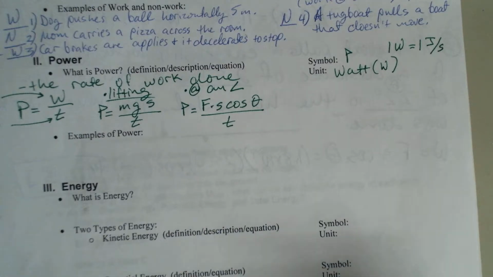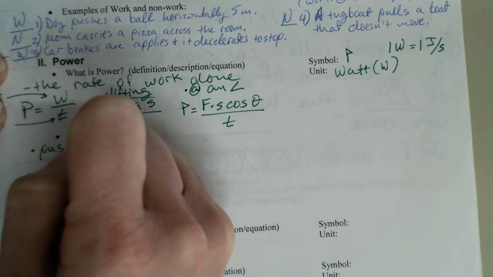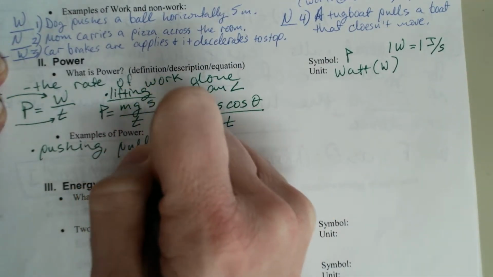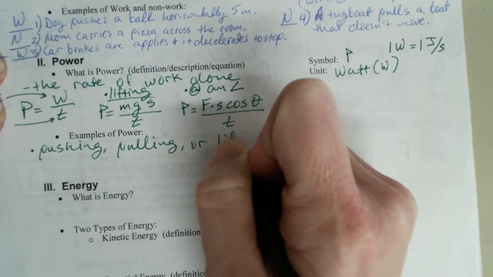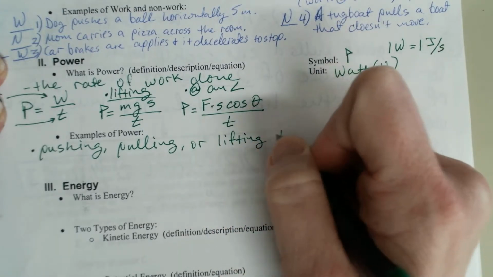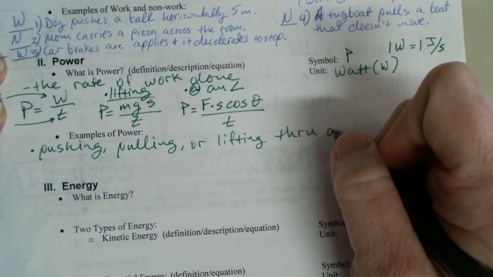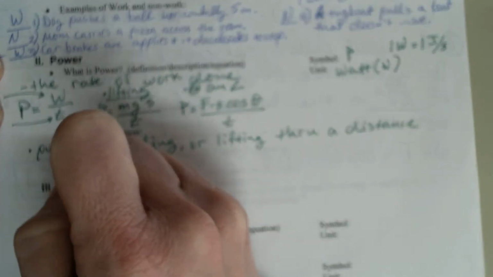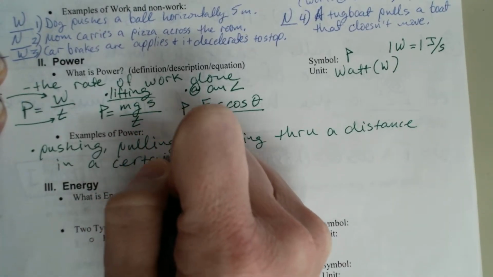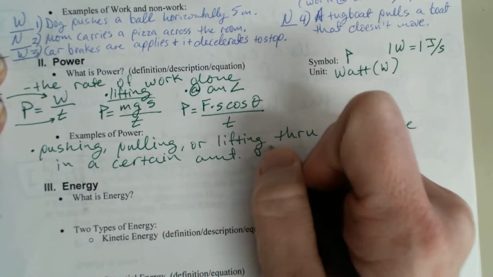Okay, so examples of power. Really just anything where you have something pushing, pulling, or lifting through a distance in a certain, which means basically measurable, amount of time.